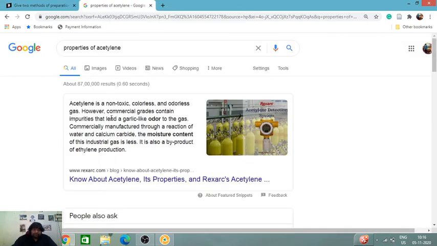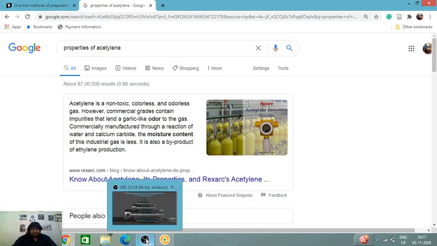The properties: acetylene is a non-toxic, colorless and odorless gas. However, commercial grades contain impurities that lend a garlic-like odor to the gas. Commercially it is manufactured through a reaction of water and calcium carbide. The moisture content of the industrial gas is low. It is also a byproduct of clean production. So this is all regarding acetylene.